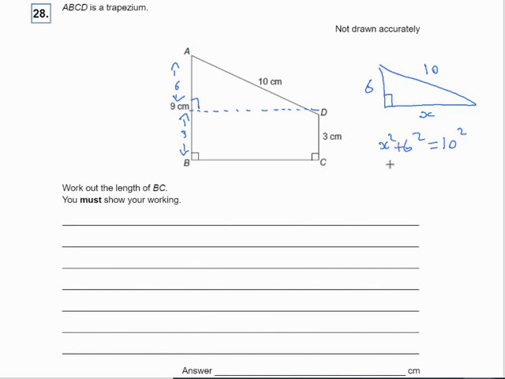And then to rearrange, we're going to get x by itself. So that's x squared equals 10 squared minus 6 squared. And then x is equal to the square root of 10 squared minus 6 squared. So that is going to be equal to, I believe, 8, but let's just check. Yes, it is. So that length there is x, which is also the length of BC. So we've got 8 centimeters.